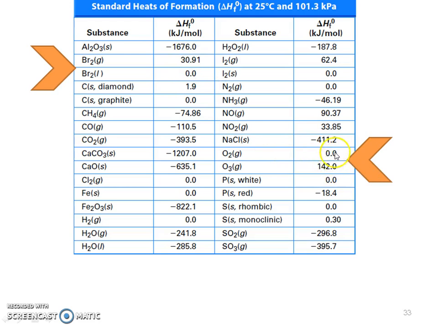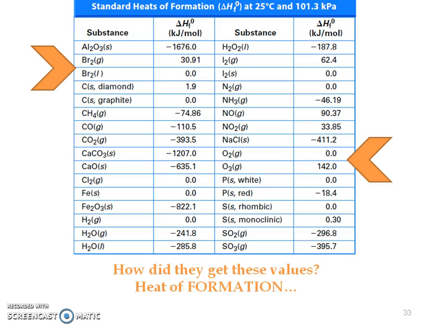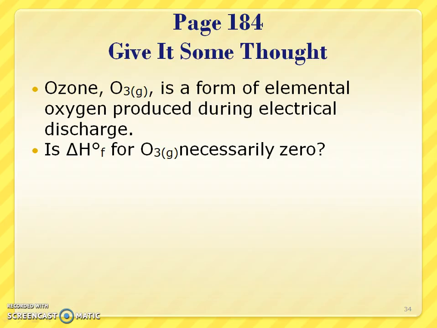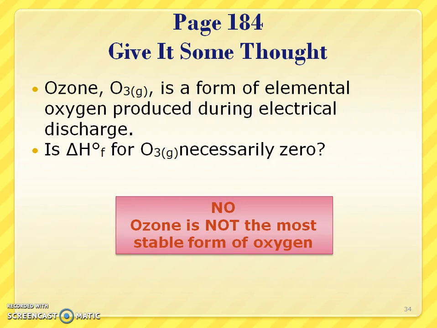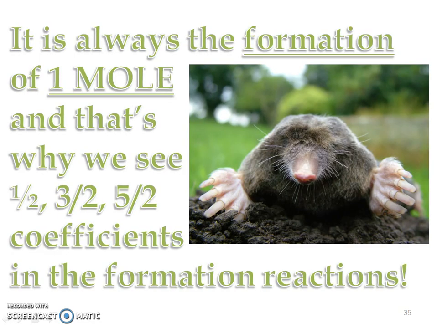Same thing with oxygen. With oxygen, its standard state is O2. Ozone, even though it exists in nature, really is not the most stable condition. So how did we get these values? Because they're the heat of formation combined from their elements. So give this some thought. If you just heard what I said, you probably get the answer. Like I said before, ozone is not the most stable form of oxygen, and that's why it still has a delta H value.